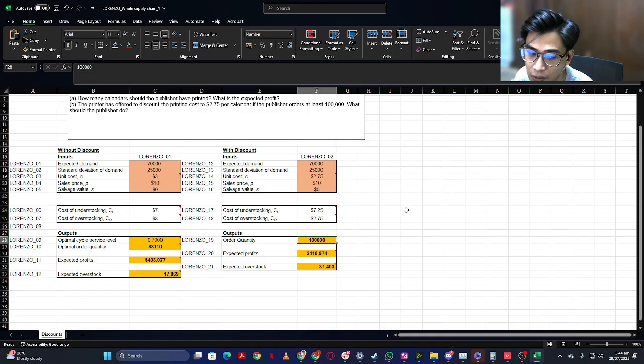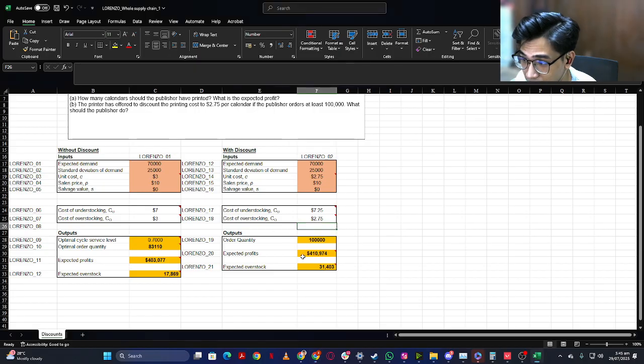How do we do that? For the cost of understocking, we have 10 minus 2.75, which is equal to 7.25, as you can see here. And then the cost of overstocking, remember the formula is the unit cost minus the salvage value. So 2.75 minus 0 is still 2.75. For step 2, we use the given order quantity. We already know the order quantity is 100,000, so we don't have to calculate the optimal level here.